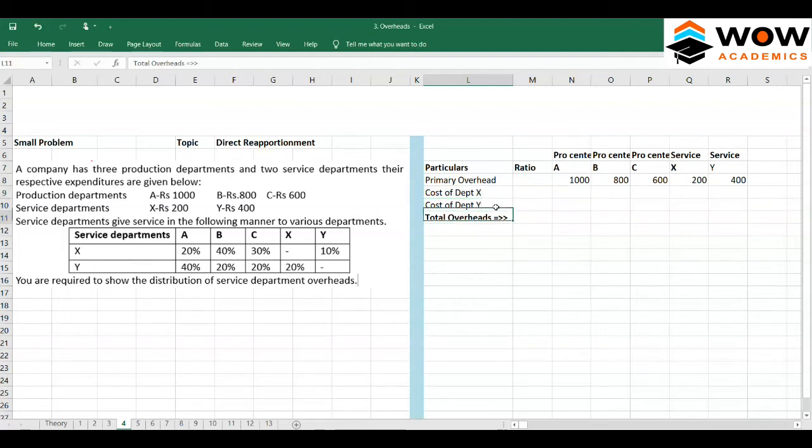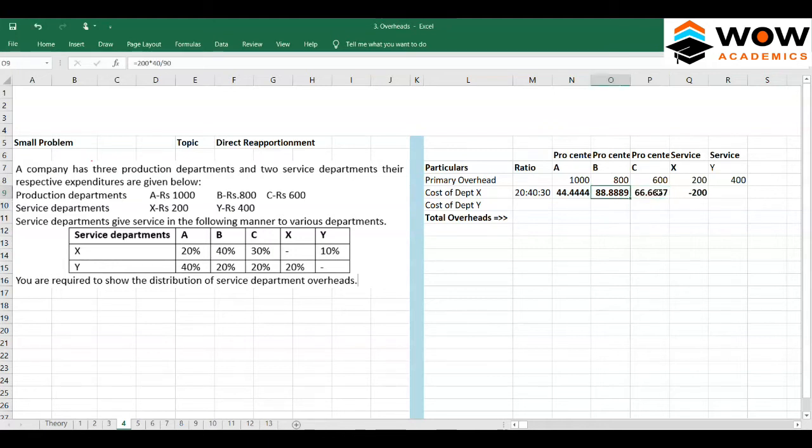Once you take that particular department's cost, it becomes minus 200, and this has to be allocated to the other departments. So the other departments' ratio would be 20 is to 40 is to 30. If you add it, it comes to 90. So 200 into 20 divided by 90. Here it is going to be 40, and here it is going to be 30.